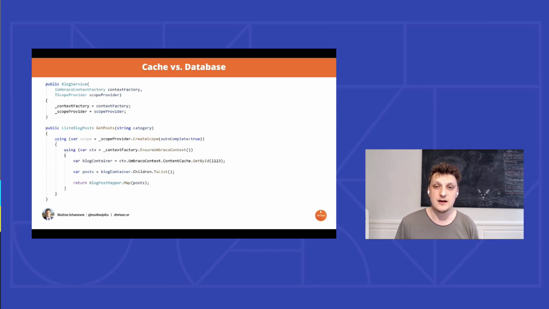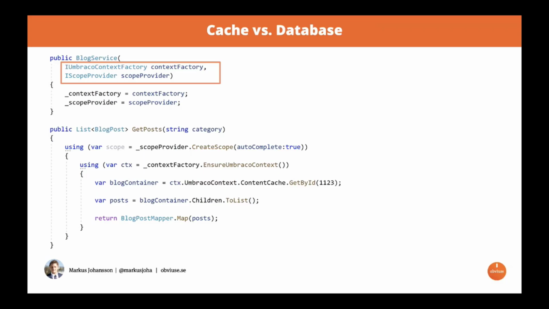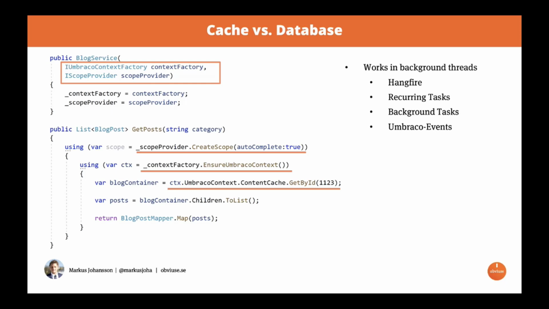So an example of this here is a blog service that I've created just to show this. I'm passing in these dependencies via the constructor, and the IoC container will take care of this. And I'm also creating a scope that will be auto-completed, and I'm ensuring that the Umbraco context is available, and then I'm reading the content from the Umbraco context. So this code is a little bit more complicated than the first examples inside of the controllers, but the good thing with this is that this approach will work if you're trying to access the cache inside of background jobs.